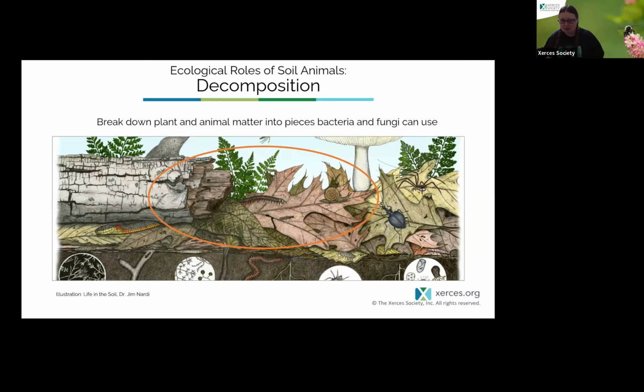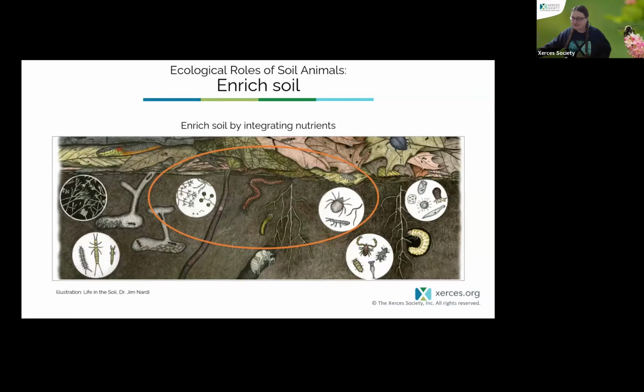Not to mention the animals that break down other animals and dung and things like that. Very important, again, for bringing down that plant and animal matter and mixing it into the soil, but also removing things like pathogens from the landscape that could impact other animals or humans. Be a very different world if we didn't have things like dung beetles around to help us with that.